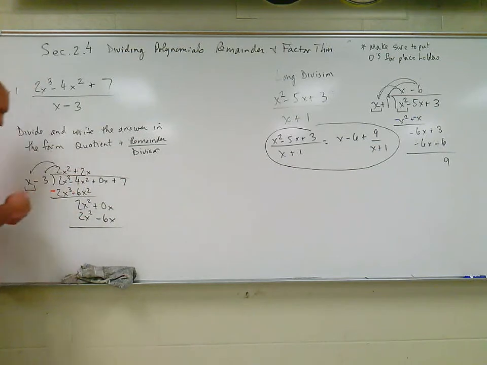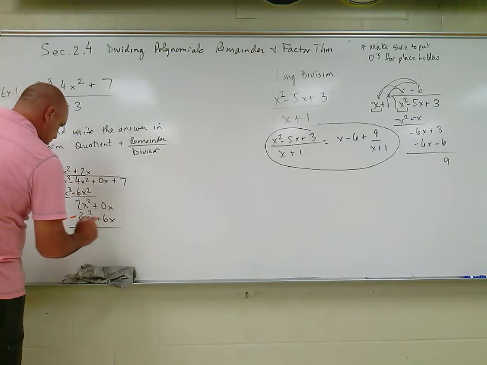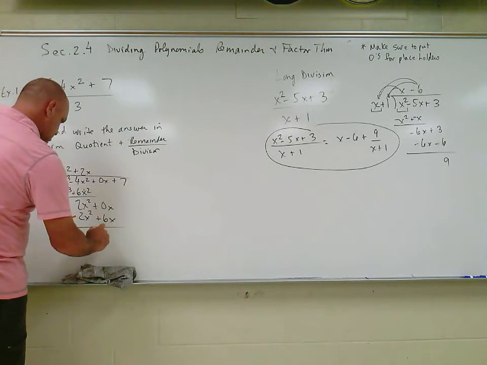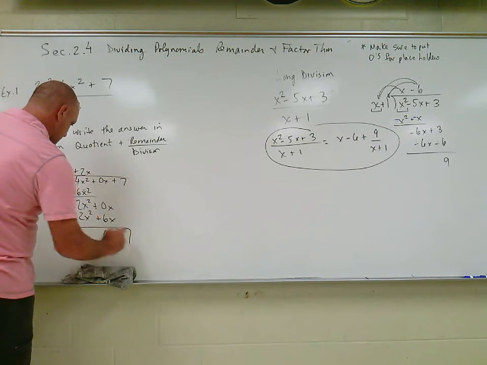So it'd be 2x squared minus 6x. All right, then I negate and add again. That's a negative. That's a positive. All right. And then we get what? What should you get down here? 6x, and then I bring down the 7.